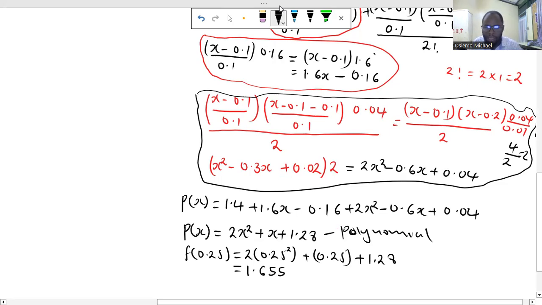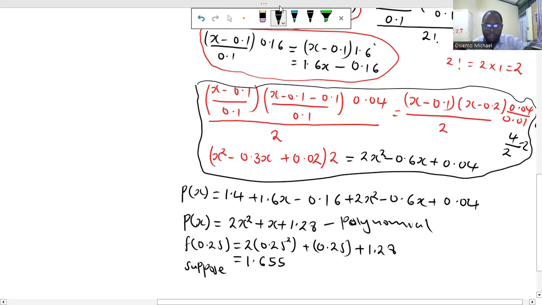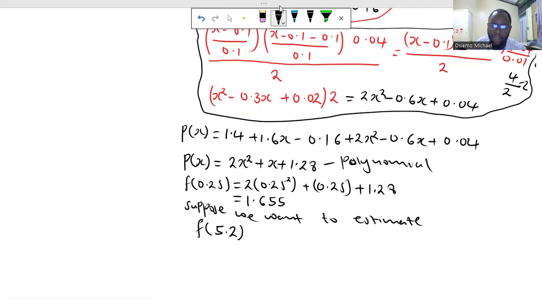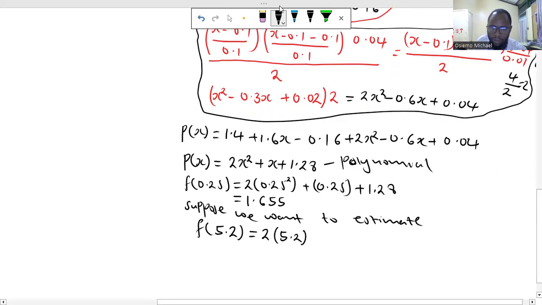So this one here you get 1.655. But in case you wanted to estimate, suppose we want to estimate f at 5.2, we will still use the same polynomial, because this polynomial has obeyed the data that we have. And so we are going to have 2 into 5.2 squared plus 5.2, and then plus 1.28.